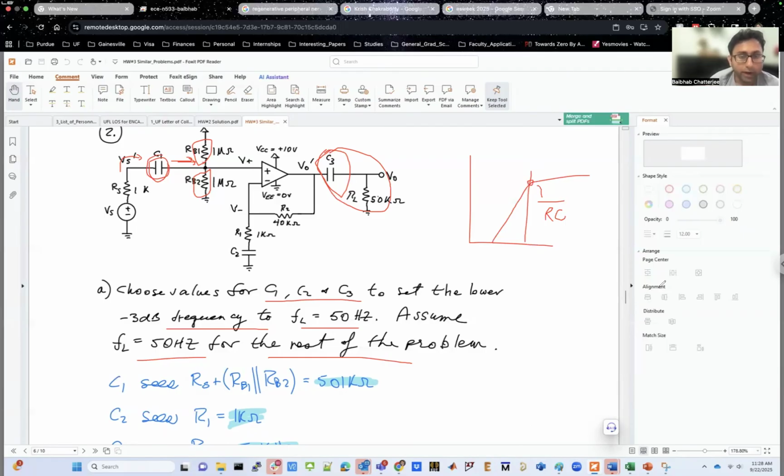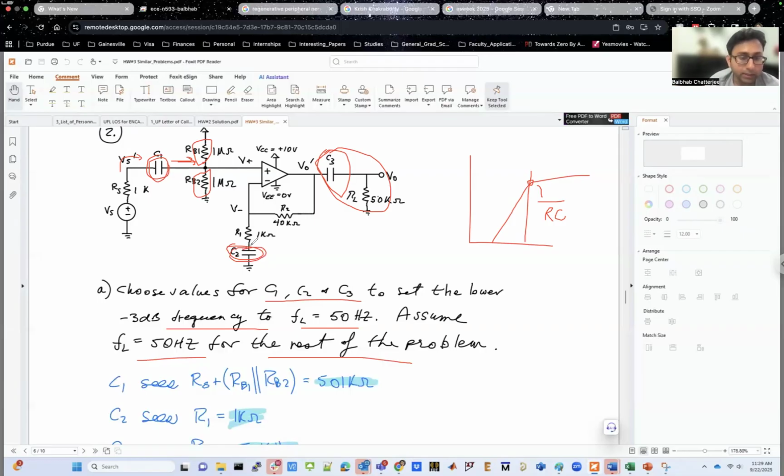Okay. Now the way to analyze this, you see that C1 creates a high-pass filter, C3 creates a high-pass filter, and C2 interestingly also creates a high-pass filter. Why does it create a high-pass filter? Because what happens at low frequencies? At very low frequencies, this capacitor C2 is open. So at DC, the capacitor C2 is open.